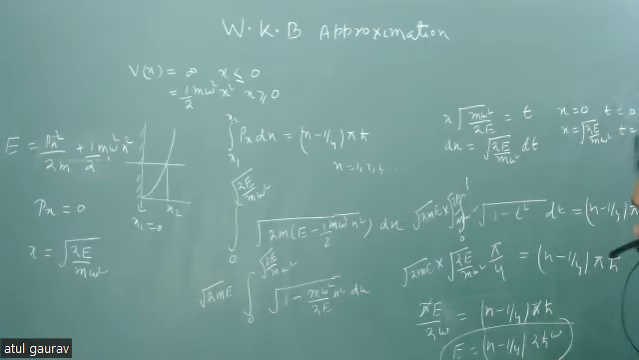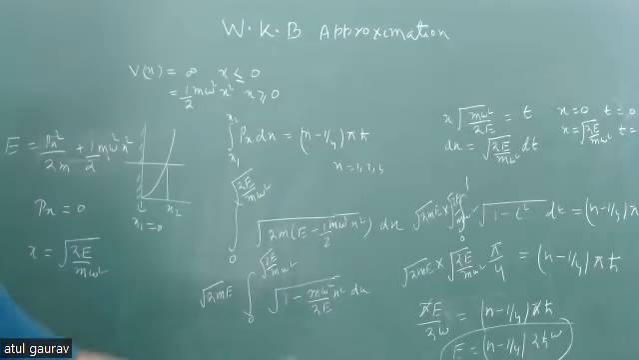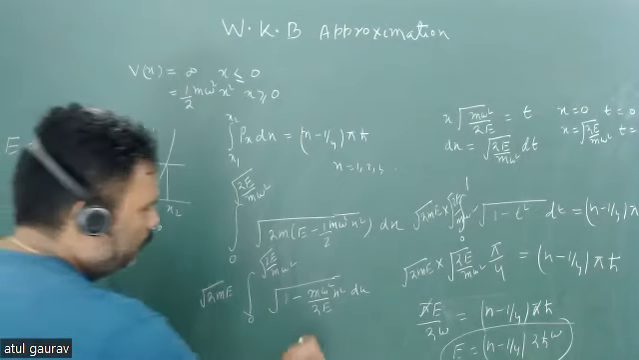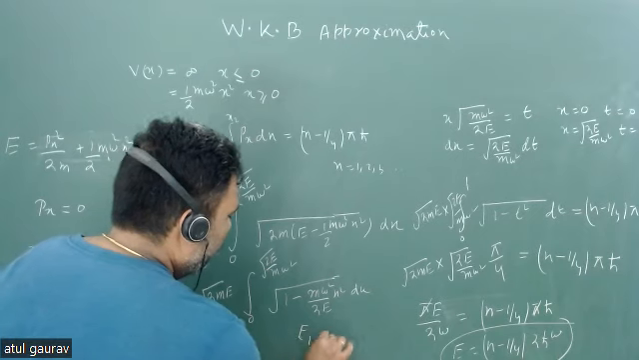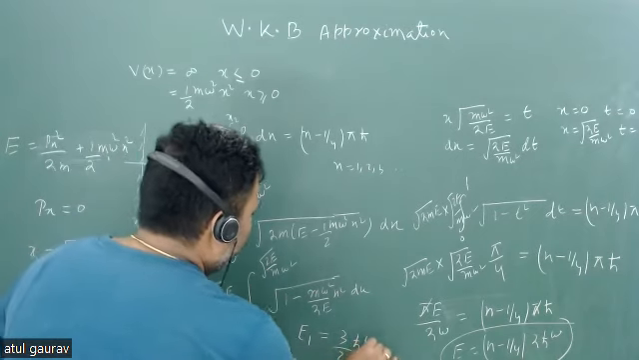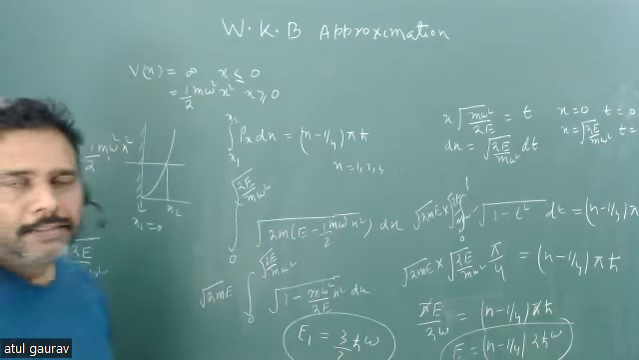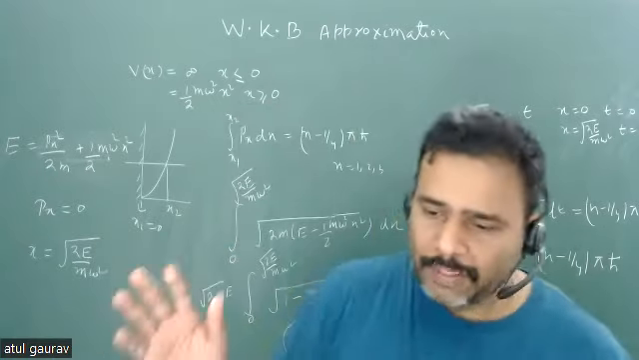Now you can see, if I put n is equal to 1, what will be the answer? What is the value of energy? 3 by 2 ħ omega. That is exactly the same value we calculated in the earlier discussion of the semi-parabolic potential.